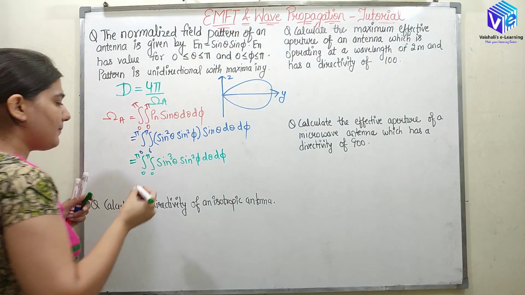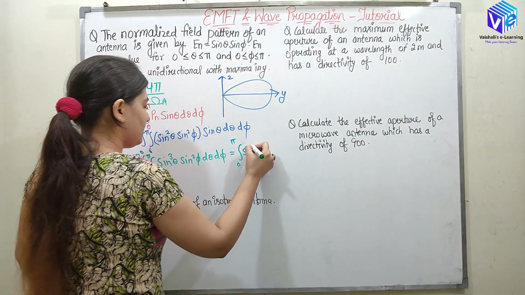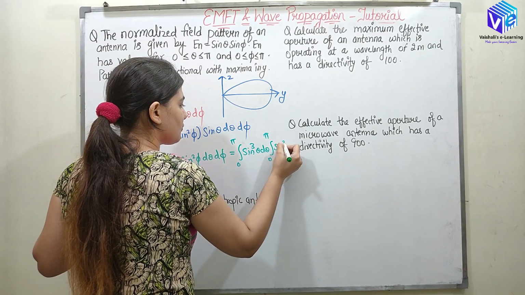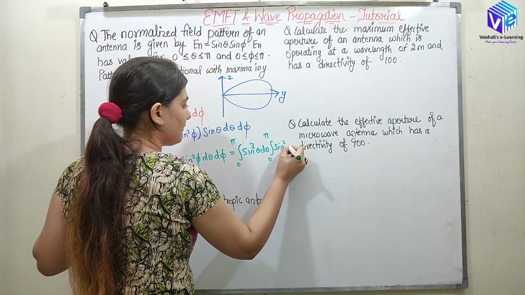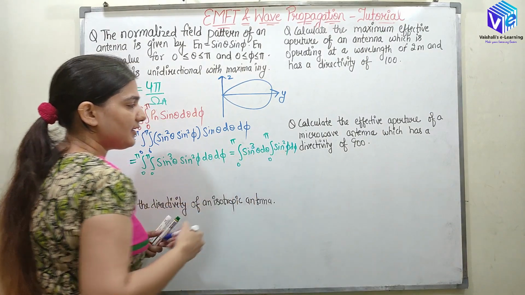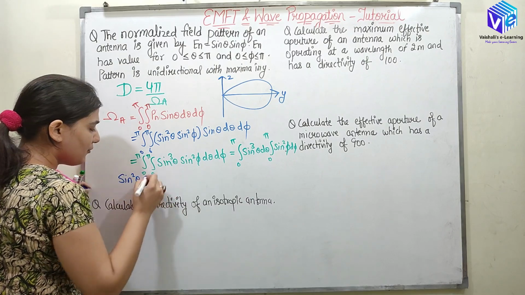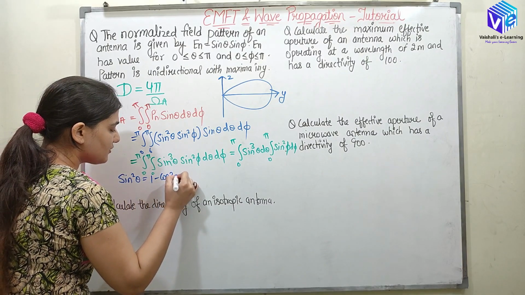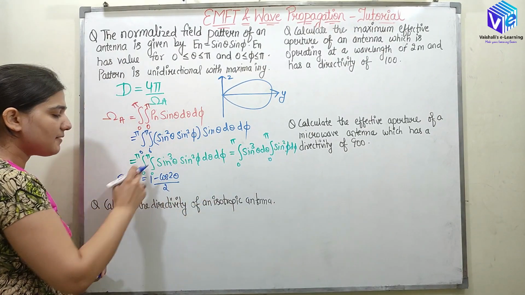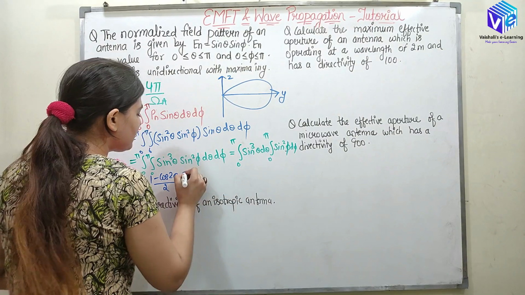Now I have two limits and two integrations. So the integral from 0 to pi of sine cube theta d theta, and the integral from 0 to pi of sine square phi d phi. Now I need to integrate these two terms. I know the formula of sine square theta: it is (1 minus cos 2 theta) upon 2. So if I replace sine square theta with this, finding its integration is really easy.